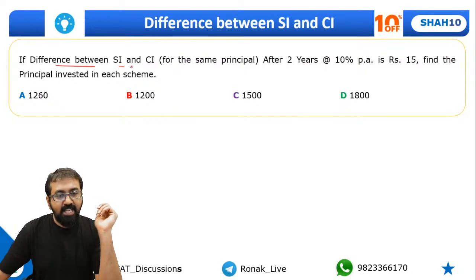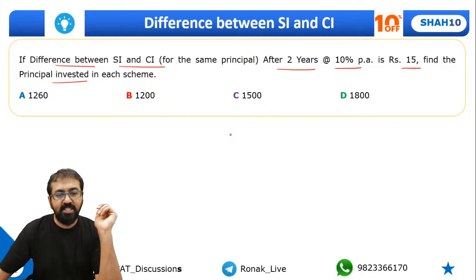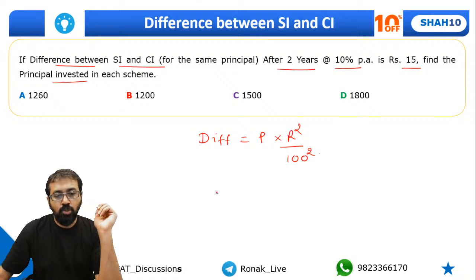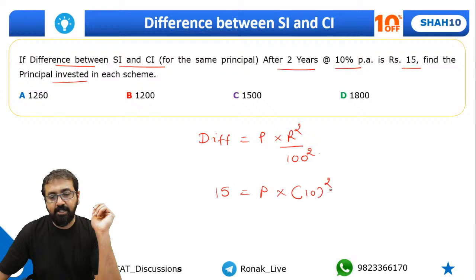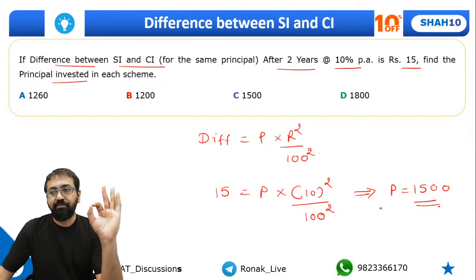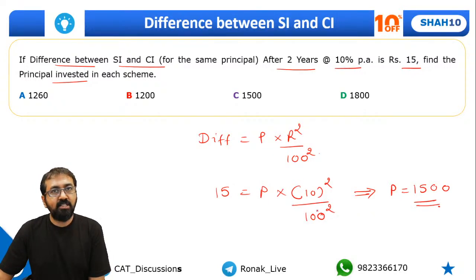If the difference between SI and CI after 2 years at 10% per annum is this one, find the principal invested. Guys, what is the formula for difference? Now tell me quickly, what is the formula? It's P into R square upon 100 square. Yes or no? This difference is given as 15. Principal we need to find out. R is 10% upon 100 square. So if you solve this thing, you will get principal is equal to 1500. Very simple. See, now if we remember the formula, the question becomes very simple. Correct? Can you solve such questions?